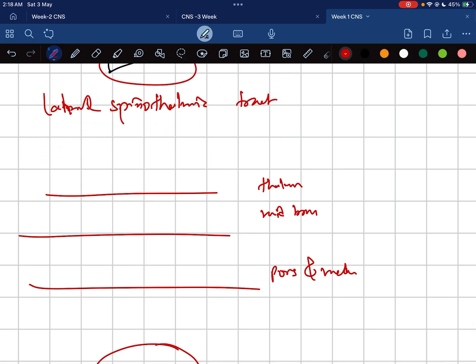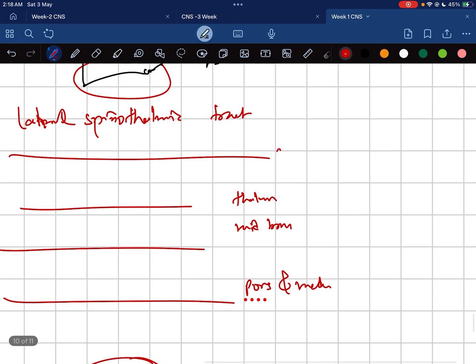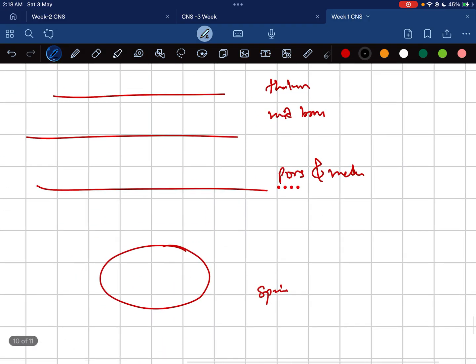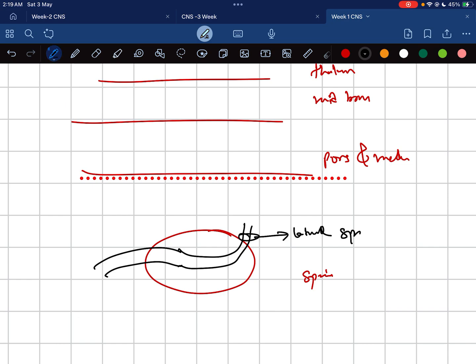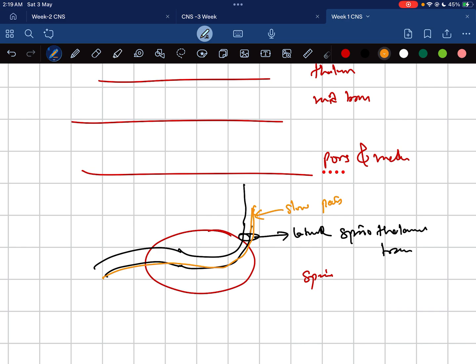This is the cortex level. So moving on, when there is a spinal input, it comes and passes through the opposite side as the lateral spinothalamic tract. In this tract, one part is for slow pain and another is for fast pain. This is for slow pain, and this is for fast pain.